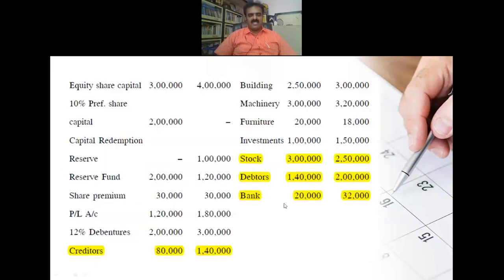See, in the balance sheet given, we have these 3 current assets, that is the stock, debtors, and bank. And we have only one current liability, that is called creditors. That means you have to take these 3 current assets and one current liability.